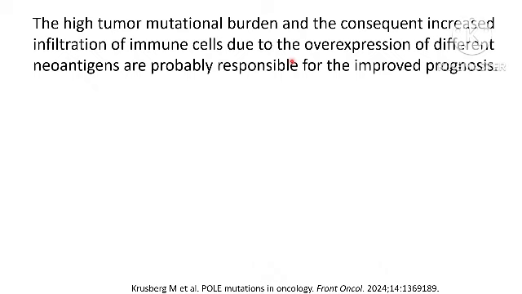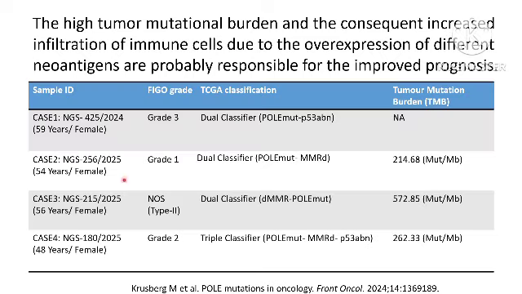Tumor mutational burden and the consequent increased infiltration of immune cells due to overexpression of different neoantigens are probably responsible for the excellent prognosis which is associated with polymutational status in these patients. So I was just curious to see our cases and their TMB status. So for case 1, I could not get the tissue. Tissue was scanty, so I could not proceed with TMB.